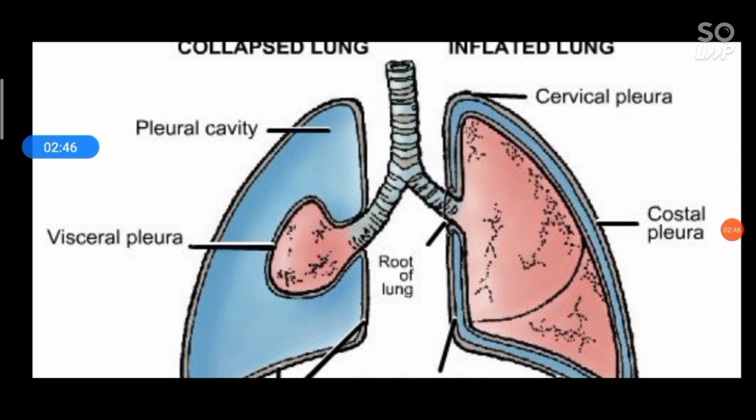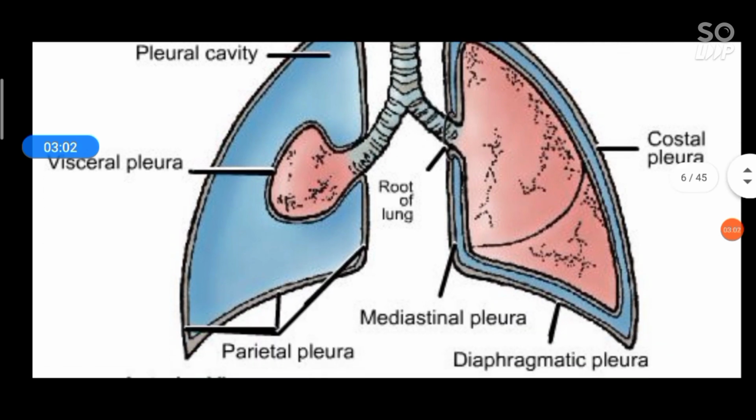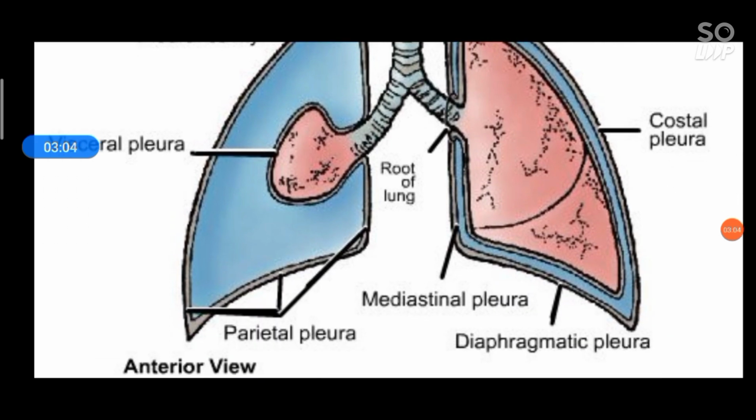The cervical pleura is the dome of the parietal pleura which extends into the root of the neck, 2.5 cm above the medial end of the clavicle and 5 cm above the first costal cartilage. The diaphragmatic pleura covers the superior surface of the diaphragm. In quiet respiration, the costal and diaphragmatic pleura are in opposition to each other.